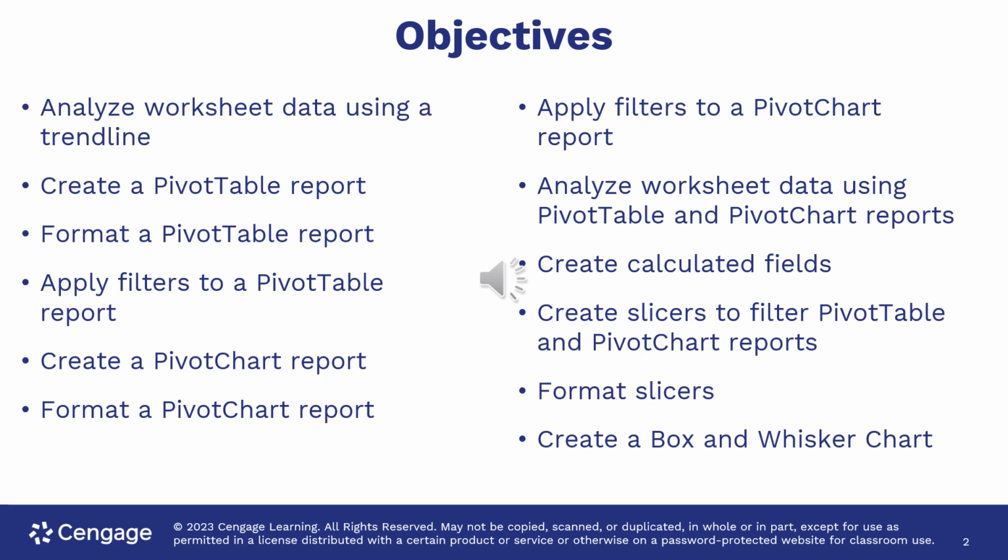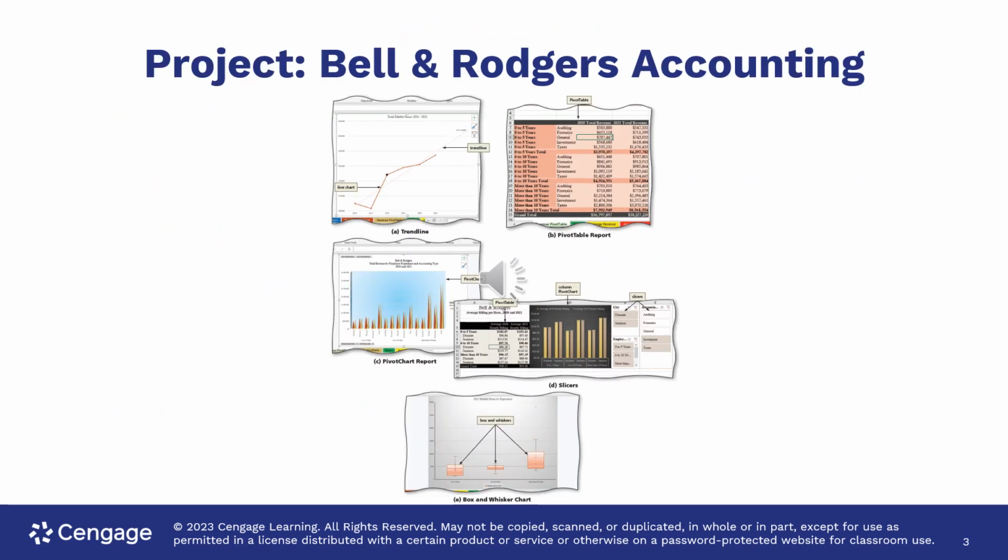whisker chart. The project we're working on is Bell and Rogers Accounting, and they're a firm that began 6 years ago with 50 employees who perform a wide variety of accounting and tax services. They keep records on clients, employees, billable hours, and revenue, among other things. Over the 6 years, they have hired several more accountants to their 2 locations in Durant and Jameson.